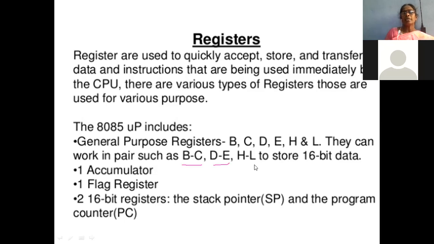And in addition to that, there is an accumulator, a flag register, and two 16-bit registers. The only two 16-bit registers available in the 8085 processor are the stack pointer and the program counter.